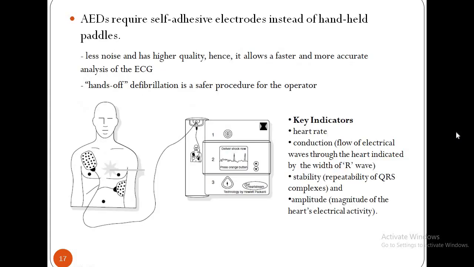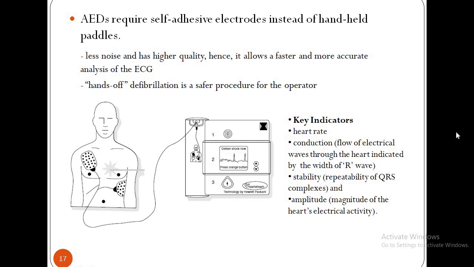AEDs require self-adhesive electrodes instead of handheld paddles for two reasons. Firstly, the ECG signal acquired from self-adhesive electrodes usually contains less noise and has higher quality. Hence, it allows a faster and more accurate analysis of the ECG and therefore facilitates better shock decisions. Secondly, hands-off defibrillation is a safer procedure for the operator, especially if the operator has little or no training.